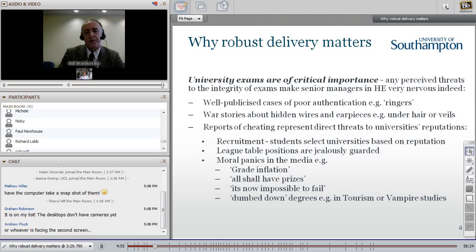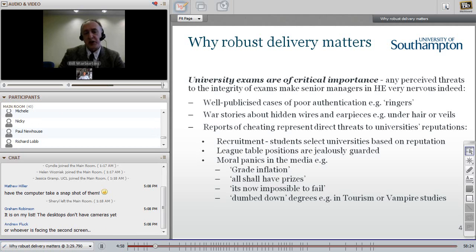The things which focus the attention of senior managers these days are recruitment, because we now have a higher education market, students largely are expected to select universities, the ones that they go to, based on their reputations. At the end of the day, they're making an investment themselves. They'll be paying back, certainly in the UK, the cost of their education, and they're not really going to select a university which doesn't give them the best possible fighting chance in the jobs market.